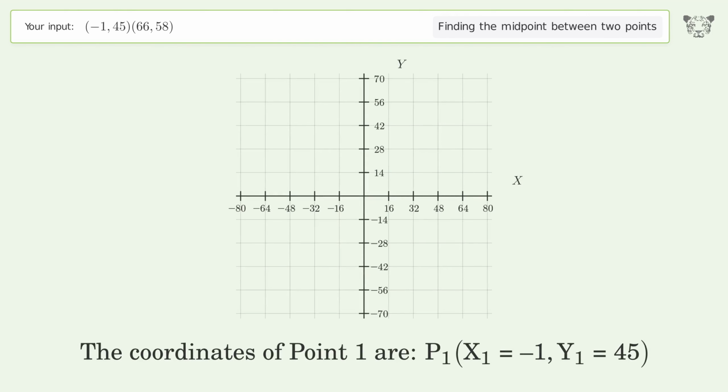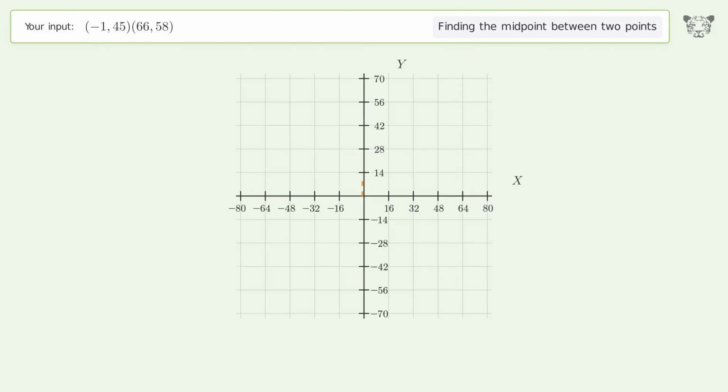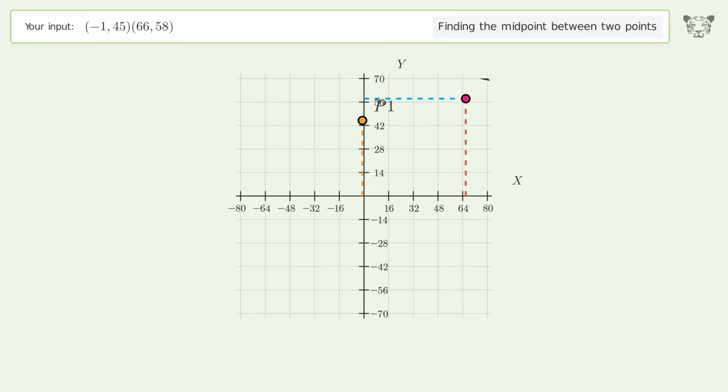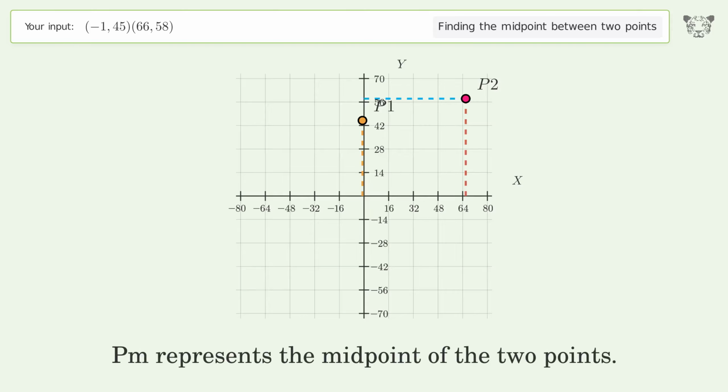The coordinates of point 1 are x1 equals -1, y1 equals 45. The coordinates of point 2 are x2 equals 66, y2 equals 58. PM represents the midpoint of the 2 points.